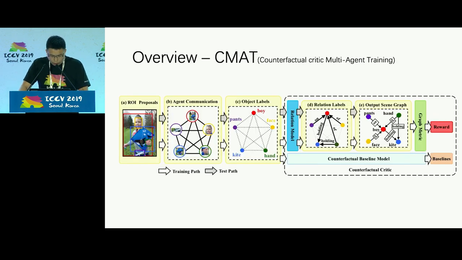Here is an overview of our proposed CMAT model. First, we detect the proposals from input images. Secondly, each object agent communicates with others to update their features. After agent communication, in training, we sample object labels for all agents and use a relation model to predict the relation label between all object pairs. We compare the generated scene graph with the ground truth to obtain the global reward and use a counterfactual baseline model to derive the baseline for each single object.